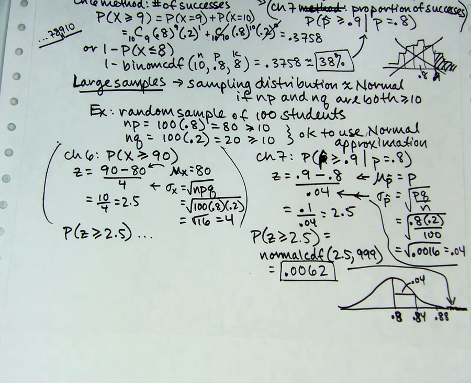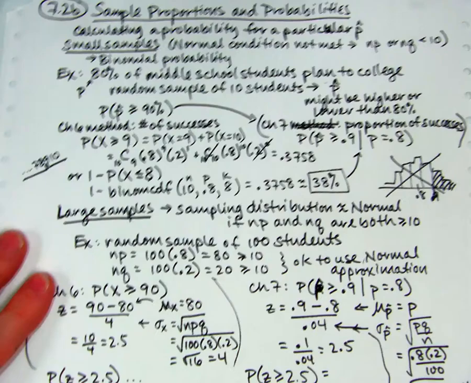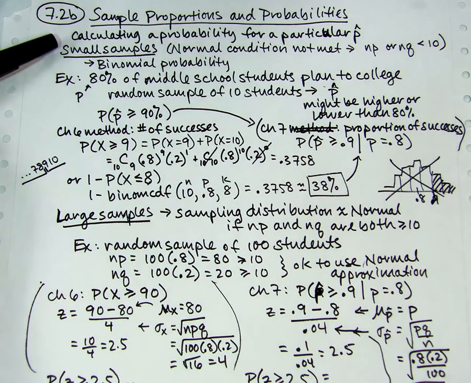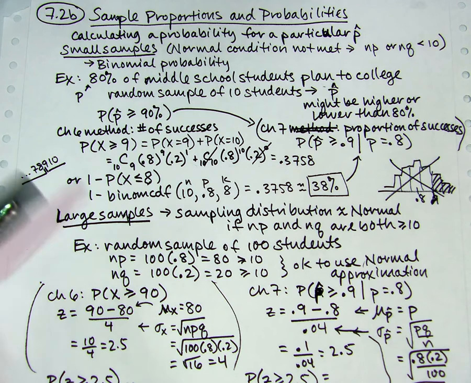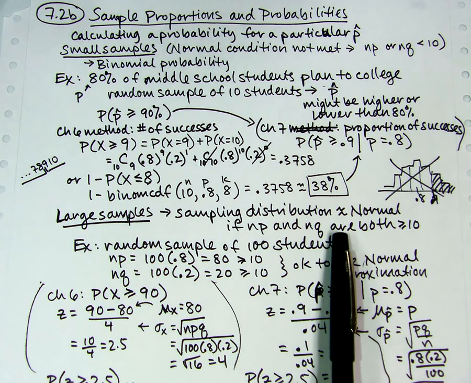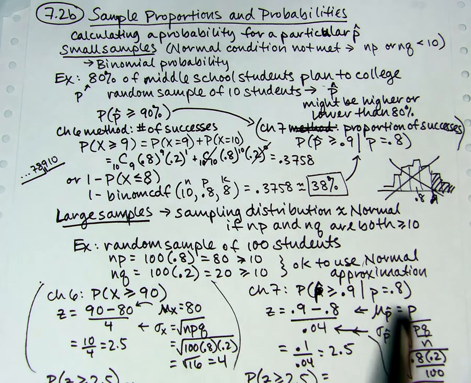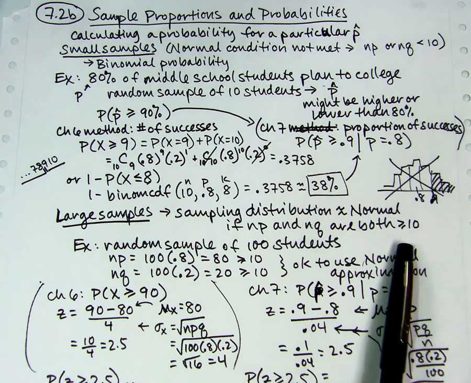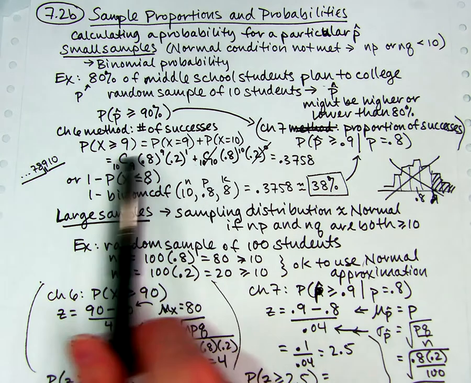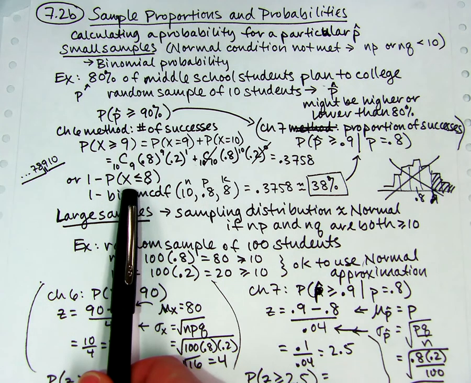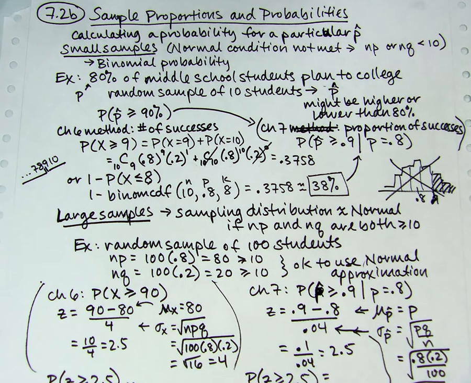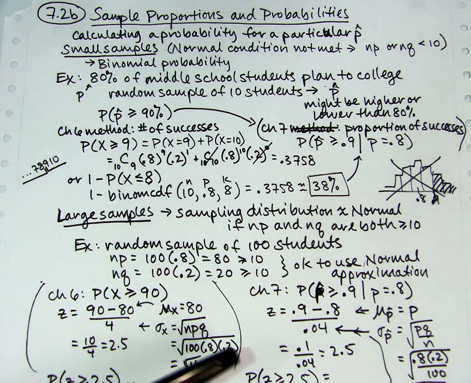So just to summarize, if you are trying to find a probability, the first thing to check is, is it a small sample or a large sample? You can do that by checking this NP and NQ thing. Are they both bigger than 10? If they are, you can use the normal approximation. If they're not, you have to use chapter 6 methods, which is the binomial distribution probabilities. So there you go. That is how to calculate probabilities for sample proportions, whether they're small or whether they're large.